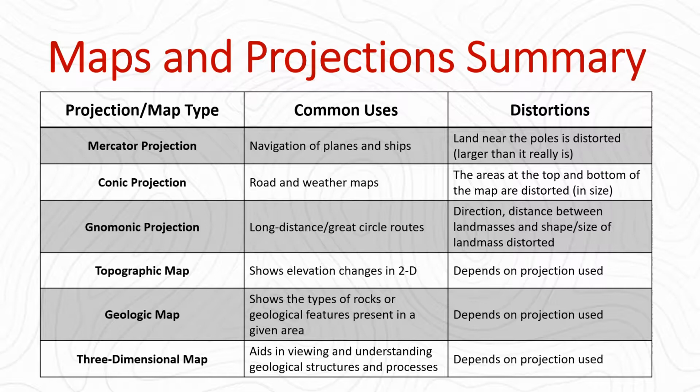It tells you what the map or the projection type is, what are its common uses, who uses these mostly, what are they good for, and how are they distorting the Earth? How is this projection falling short? So I would turn this into some kind of study card or put them on note cards, print it out, whatever you need to do, okay?